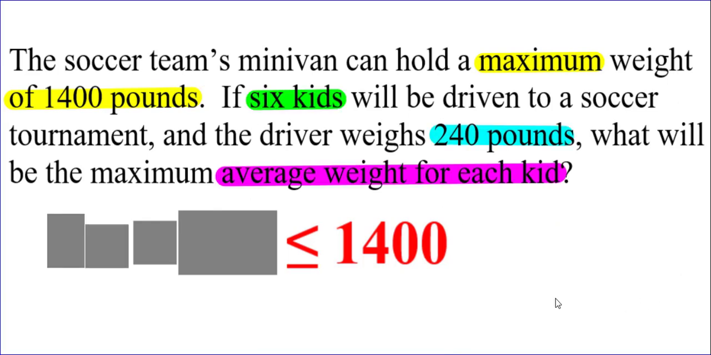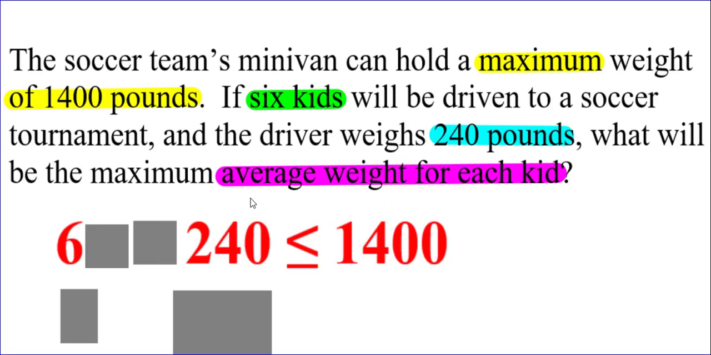Now, the other sentences. We know 6 kids means 6. We know 240 pounds means 240 pounds. The problem said what will be the maximum average weight for each kid. Well, that's the unknown, so we're going to pick our variable. And since we're talking about the average weight for each kid, the word each is something I've told you earlier, back when I gave you the video reviewing equations. The word each can mean multiplication. So each kid, and there's 6 kids, so we're going to take 6 times the average weight. We can call that A for average or W for weight.